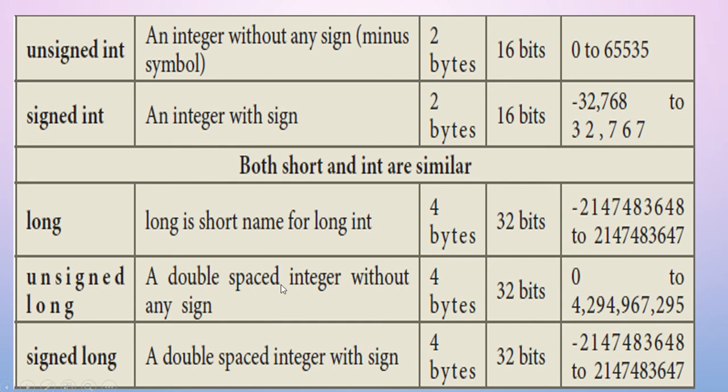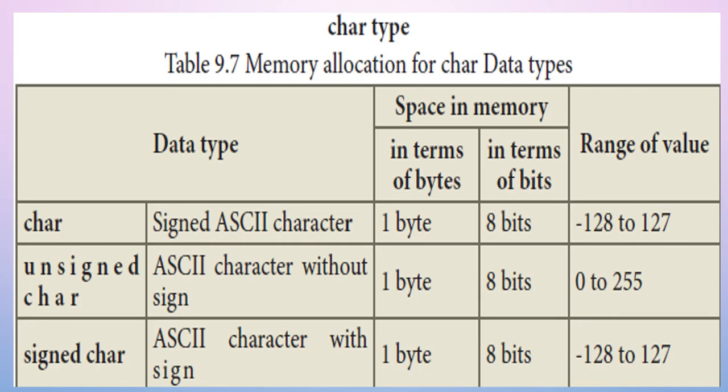Unsigned long also has double the space, integer without the sign. So in long, it may store the sign, but in unsigned long, it may not store the sign, and will store only values. So you see, we can store however many values. In signed long, it stores along with the sign, plus or minus. So this is the advantage of the modifier here. It just modifies the storing capacity of the integer data here.